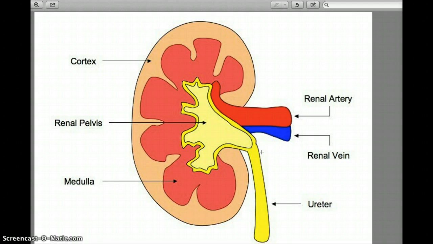So you have two kidneys, and both of them have ureters that connect down here, which you can't see, to the urinary bladder, and eventually out the urethra.